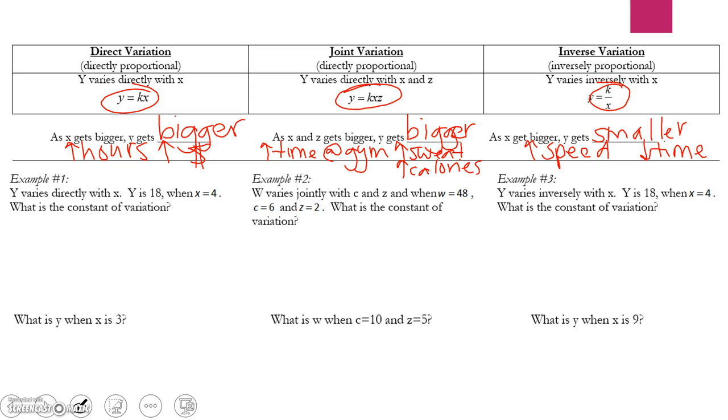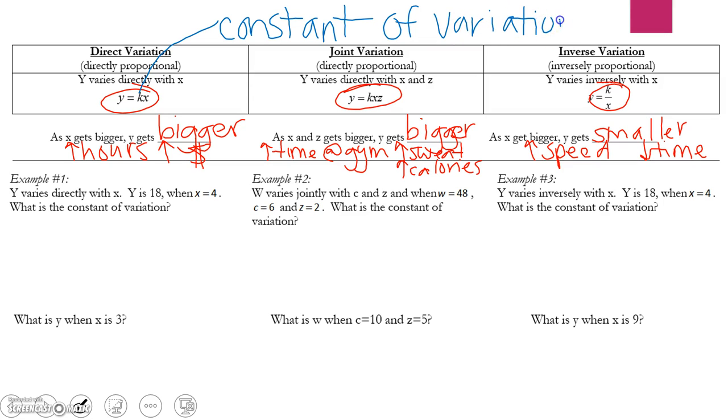What k is in all of these situations is the constant of variation. So that's something that won't change. That would be like if you were traveling and your constant would be like 55 miles per hour. You were constantly traveling that speed.